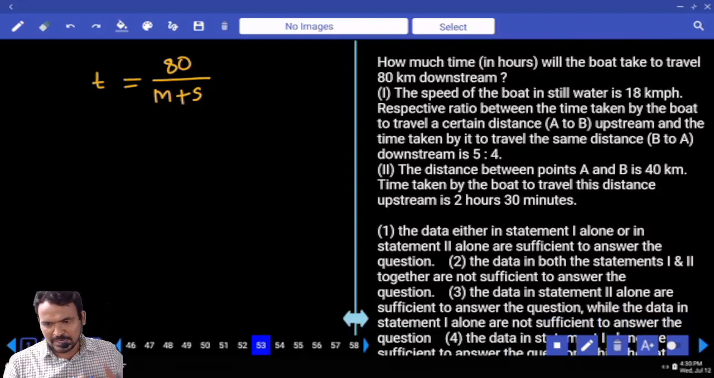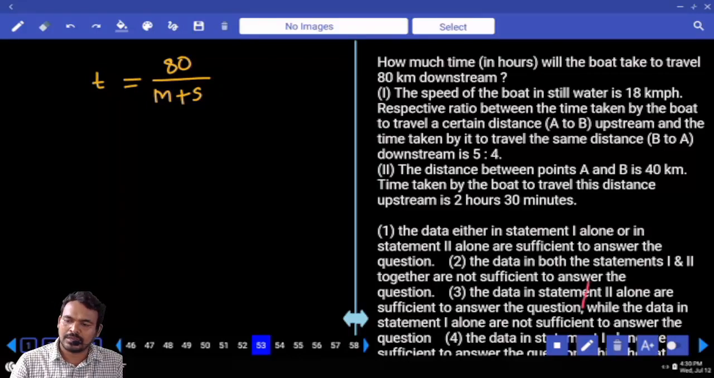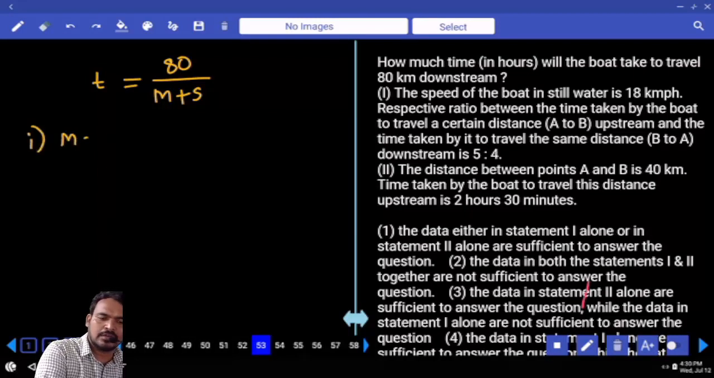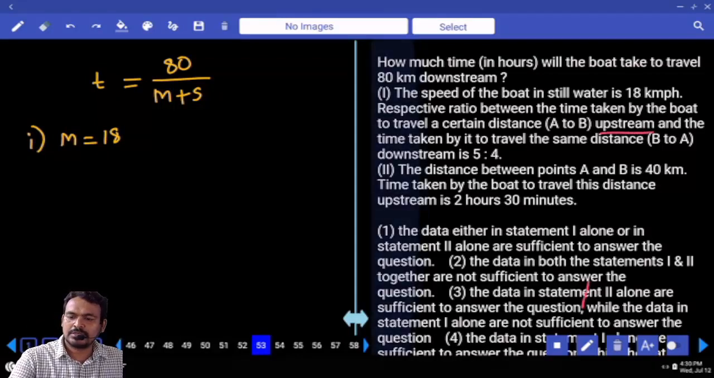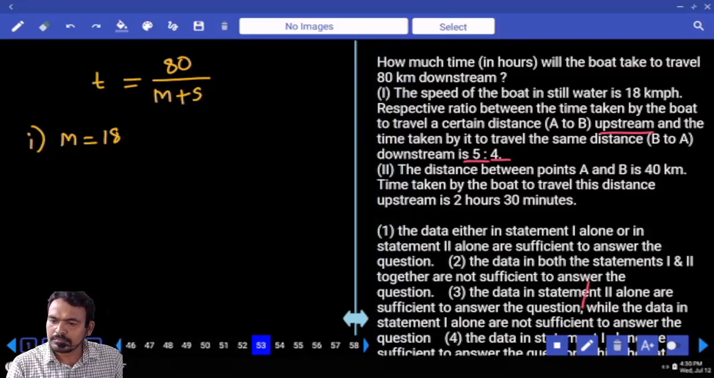For the first statement, the speed of the boat in still water is given as 18 km per hour. The ratio between the time taken by the boat to travel a certain distance A to B upstream and the time taken to travel the same distance B to A downstream is how much? 5:4. In the first statement, the M value is given: M is 18. Upstream distance is how many parts? 5 parts. Downstream distance is 4 parts.